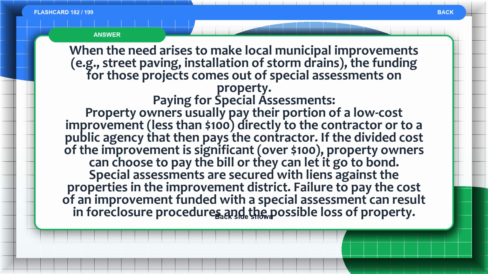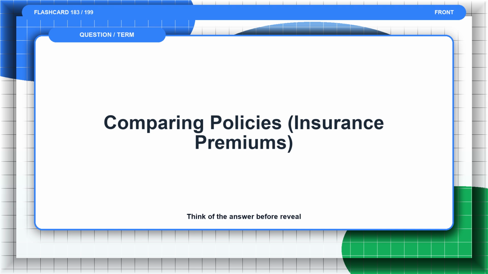If the divided cost of the improvement is significant, over $100, property owners can choose to pay the bill or they can let it go to bond. Special assessments are secured with liens against the properties in the improvement district. Failure to pay the cost of an improvement funded with a special assessment can result in foreclosure procedures and the possible loss of property. Flashcard 183. Comparing policies, insurance premiums. Pause and think of the answer before the reveal.